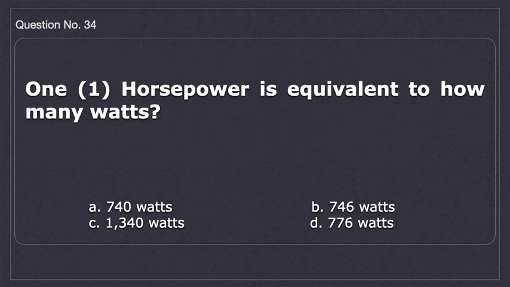Question number 34. 1 horsepower is equivalent to how many watts? A. 740 watts. B. 746 watts. C. 1340 watts. D. 776 watts. Answer, B. 746 watts.